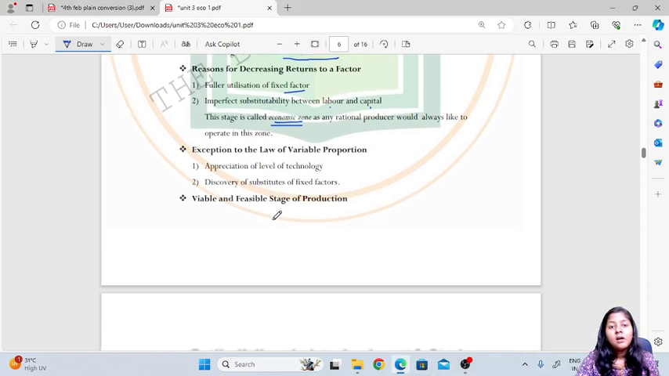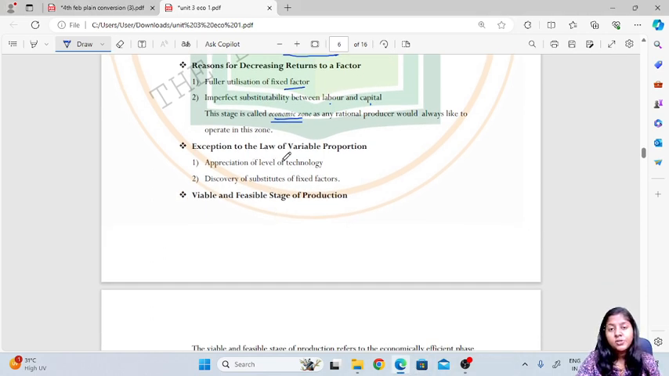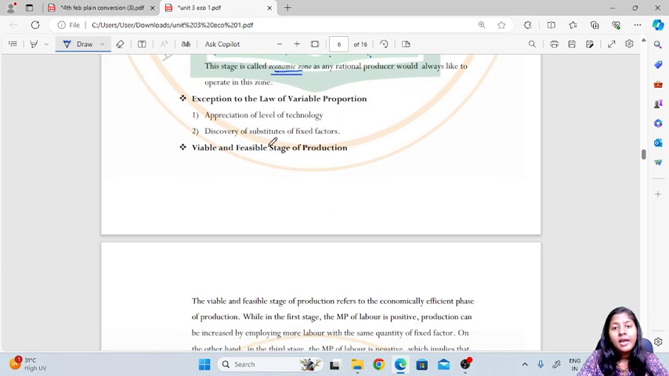Then here they have given exceptions to the law of variable proportion. Appreciation is one of the exceptions they have given. When the level of technology increases, there are exceptions to the law of variable proportion. Then discovery of substitutes of fixed factors is one of the exceptions to the law of variable proportion.